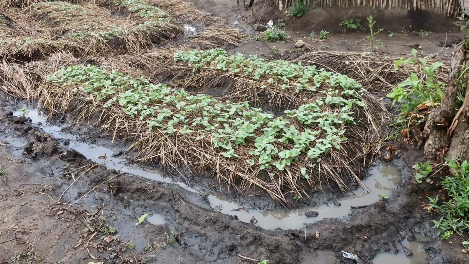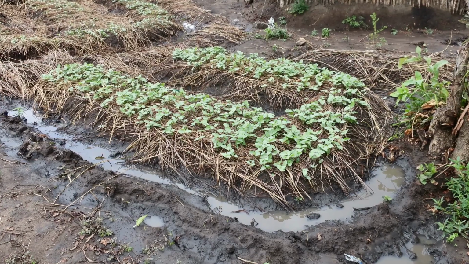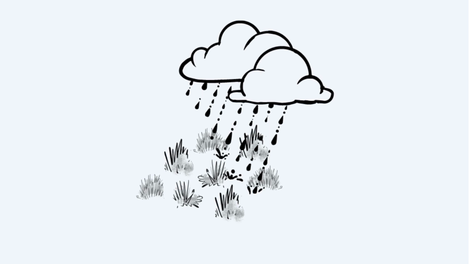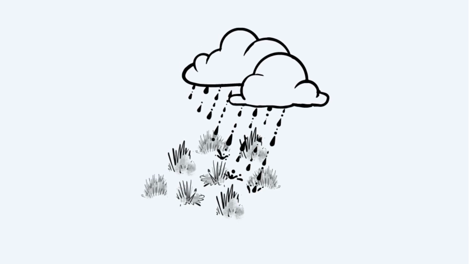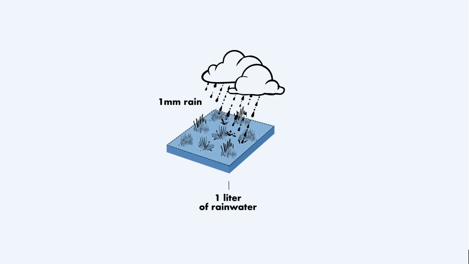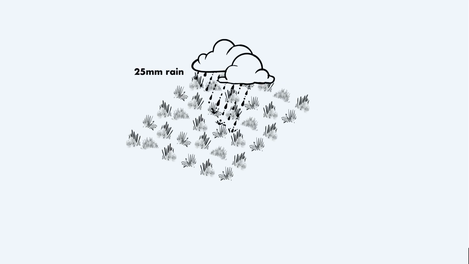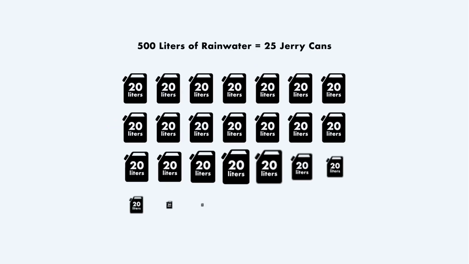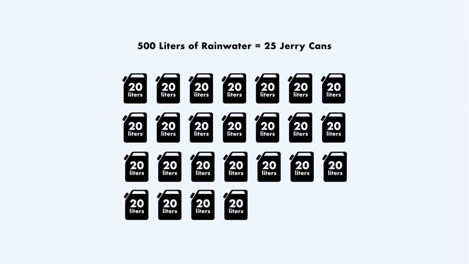Let's start to look at the strategies we use in permagardens to capture and store rainwater. Rainwater falls on every household's land at some point throughout the year. Even a small amount of rain can generate a surprising amount of water. When 1 millimeter of rain falls on 1 square meter of land, it yields 1 liter of water. So if we have a typical rainfall of 25 millimeters falling on a 20 square meter garden, we would get 500 liters of rainwater, or the equivalent of 25 jerry cans that we could harvest on that plot alone.